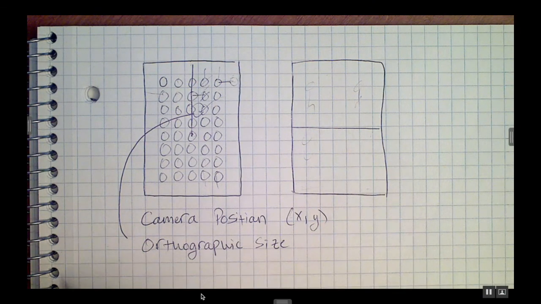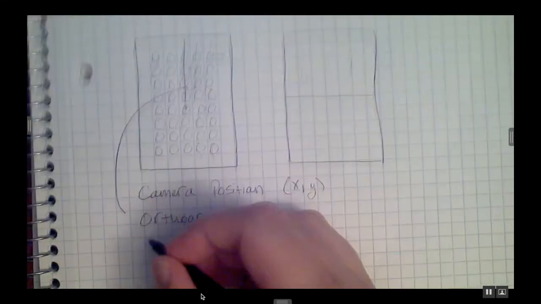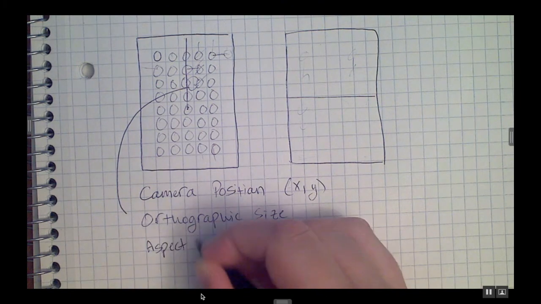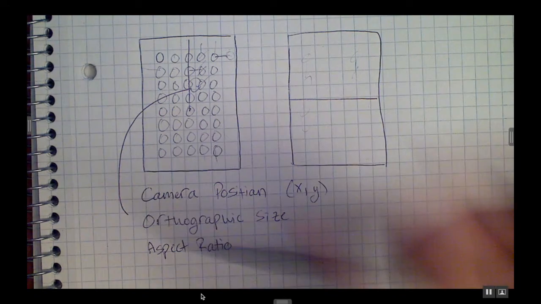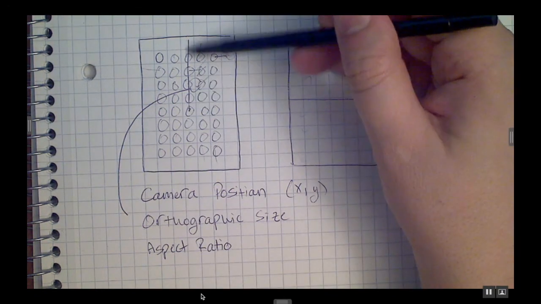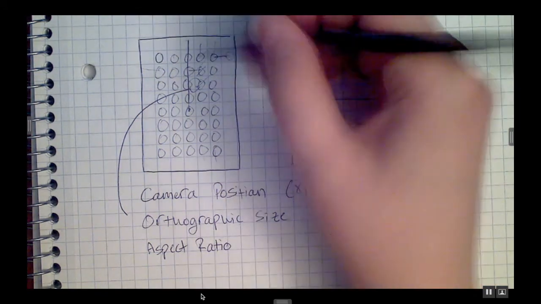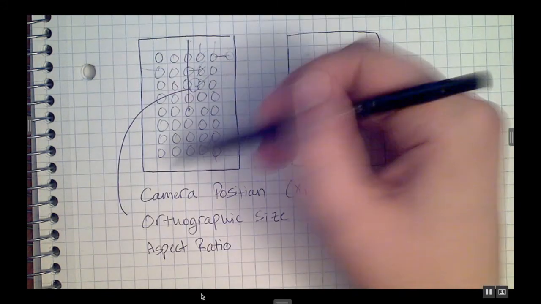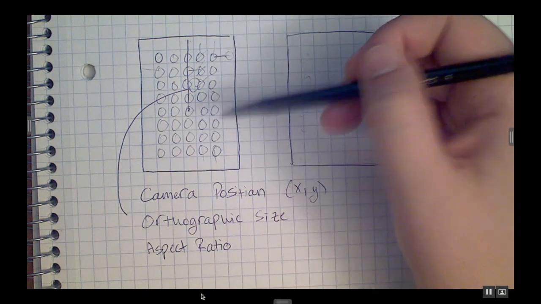So yeah, and then the other thing that we need to talk about is something called aspect ratio. The reason aspect ratio is important is it goes along with orthographic size. Orthographic size has to do with only the vertical part. So you could have an orthographic size of 5, and if you have a window that's 9 by 16, it would look like this, and this has an orthographic size of 5.